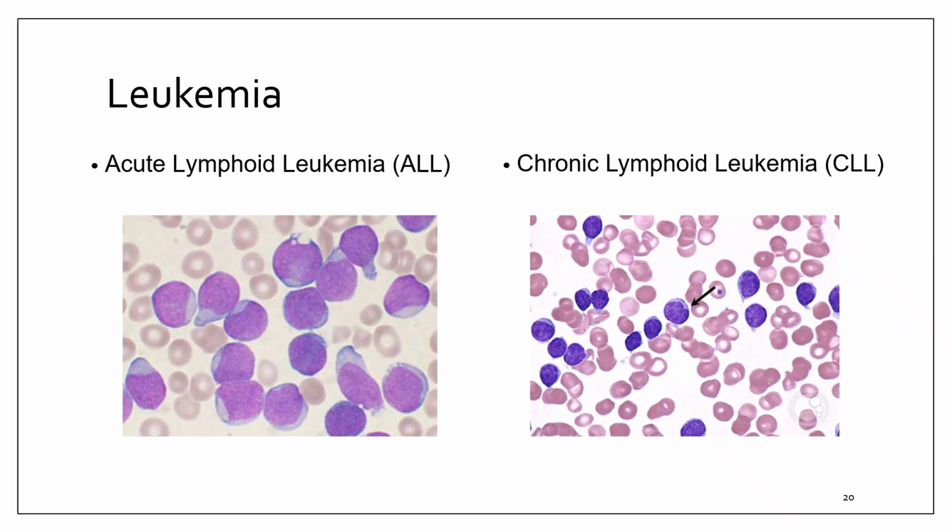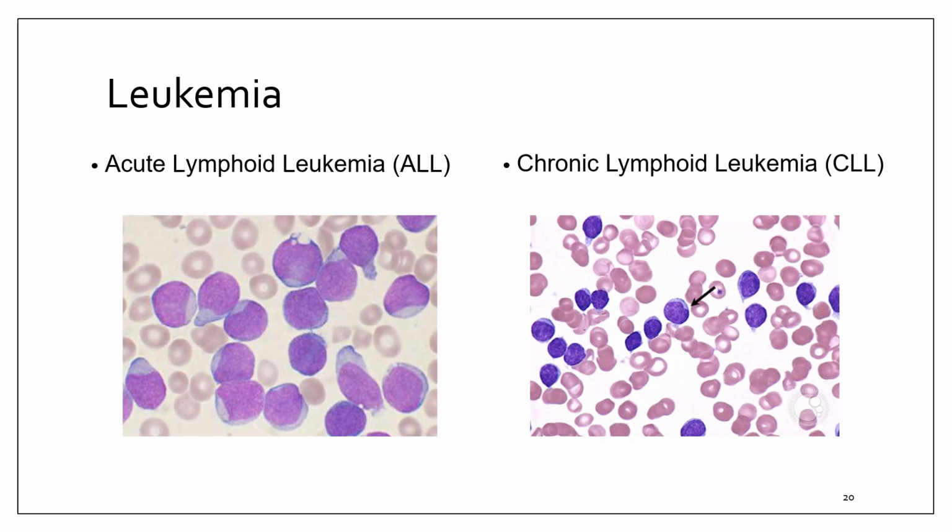Think of it this way: ALL, immature cells, large blasts, rapid onset, kids more commonly affected, looks chaotic under the scope. CLL, mature appearing cells, small lymphocytes, slow progression, older adults, and looks deceptively boring, okay? ALL is like a daycare where no one ever grows up. Loud, fast, completely dysfunctional. CLL is an office full of employees who show up every day, but no one actually works. Both are malignant, just very different personalities.